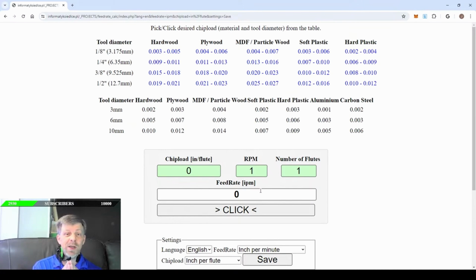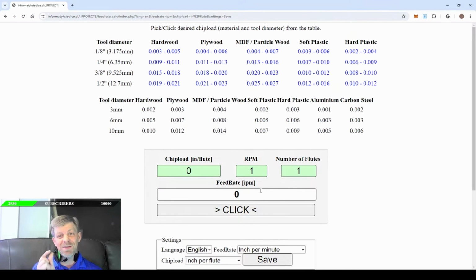Now, to understand what chip load is, it is simply the size of chip per flute. So for every flute on a bit, let's say we have a 2-flute end mill, every time that bit makes one revolution, we're going to cut 2 chips. That's because there are 2 flutes. So chip load is the chip size per revolution per tooth.